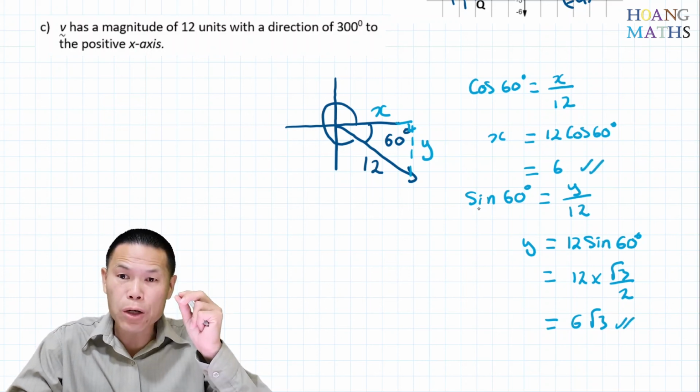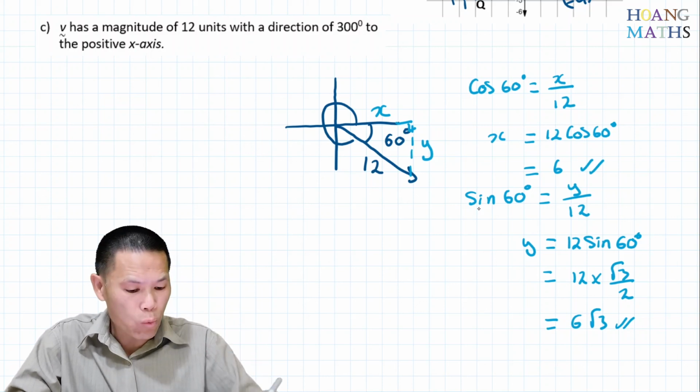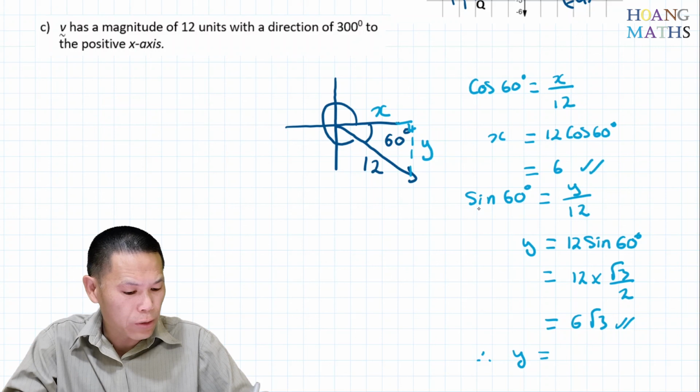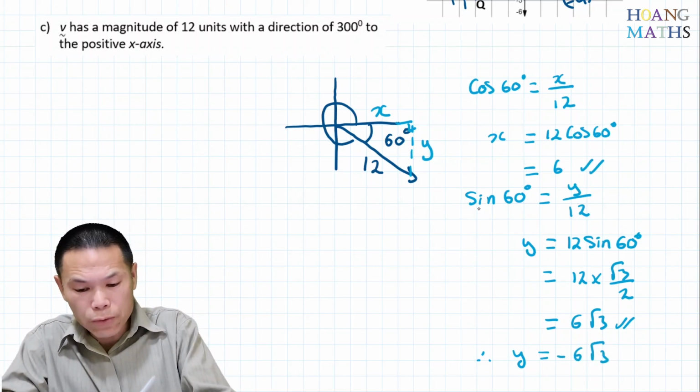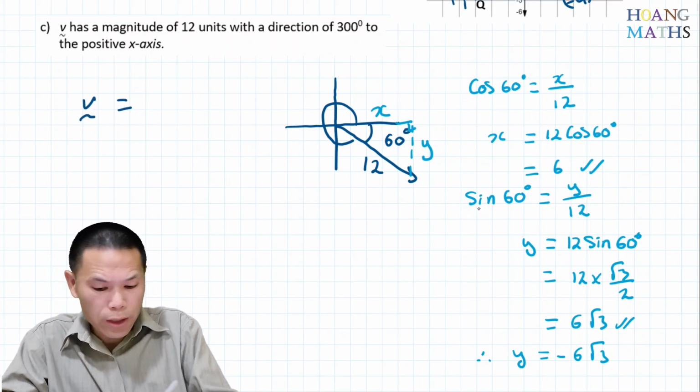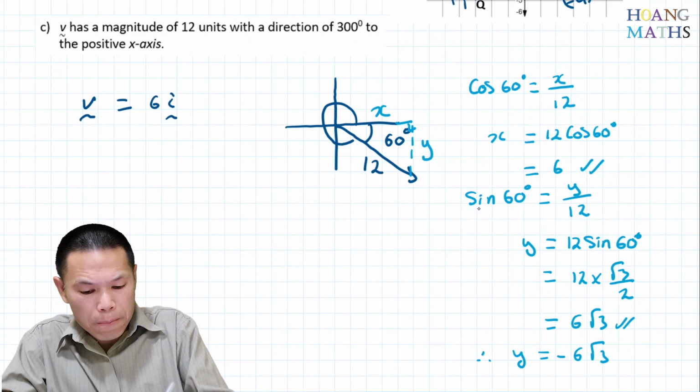But because we are in the fourth quadrant, the y value must be negative. So y is equal to negative 6 square root of 3. Therefore, we can write vector v is equal to 6i minus 6 root 3 j.